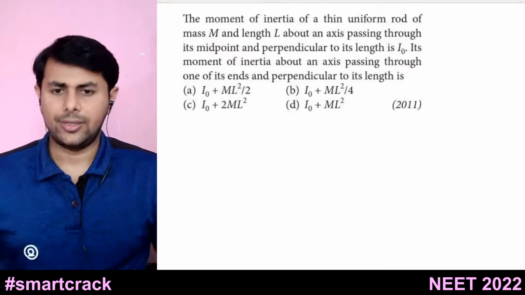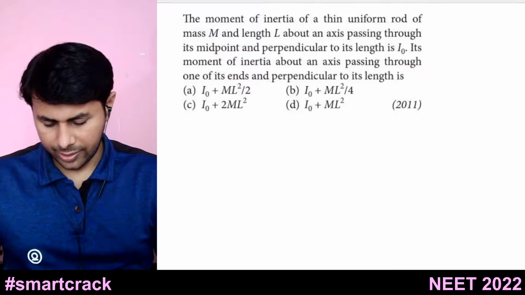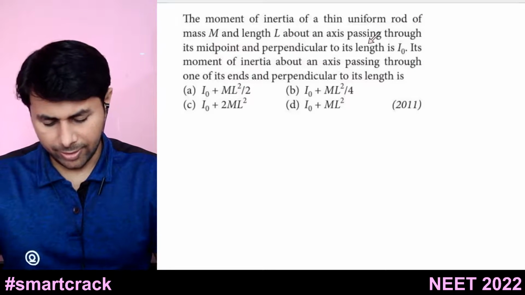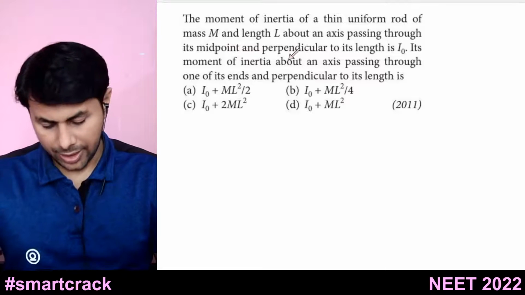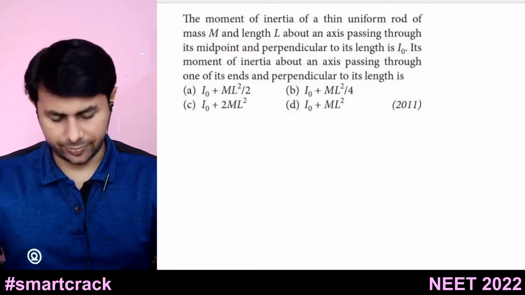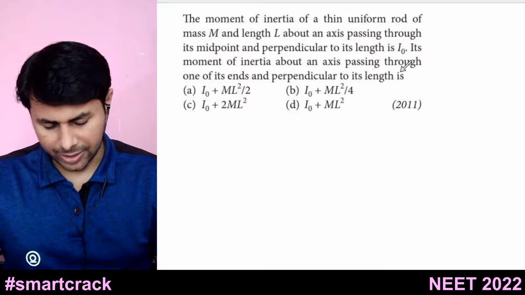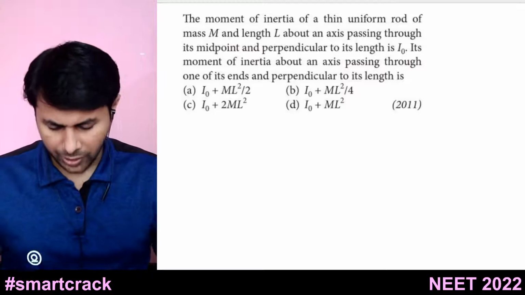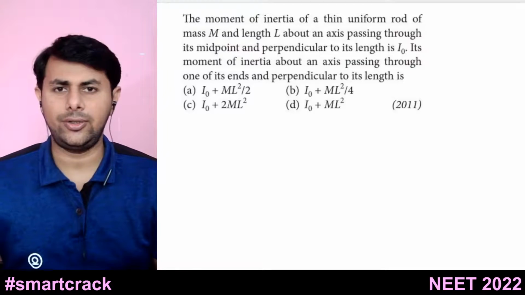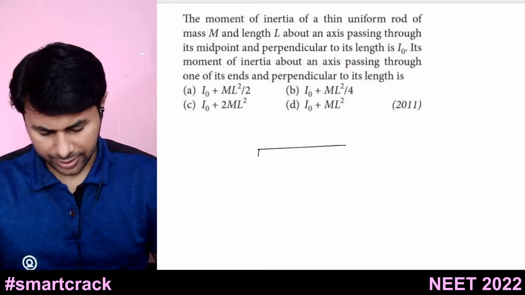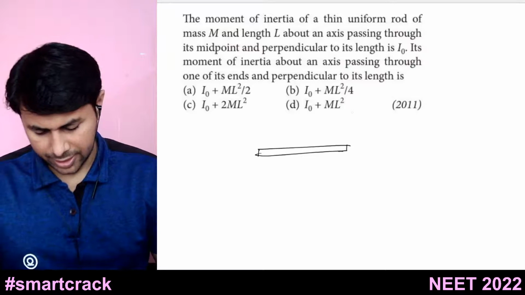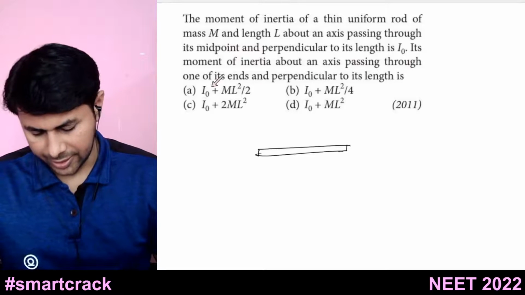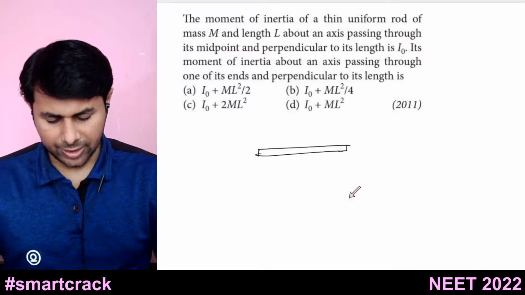After that, let's see the next problem. The moment of inertia of a thin rod of mass m and length l about an axis passing through its midpoint and perpendicular to its length is IO. Its moment of inertia about an axis passing through one of its ends and perpendicular to its length is? Okay, so we have a thin rod, and we want to find its moment of inertia about an axis passing through one of its ends and perpendicular to its length.